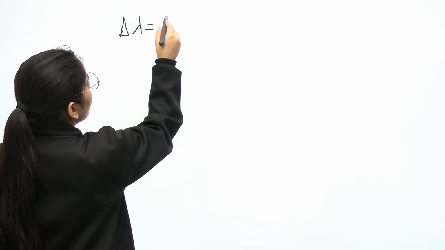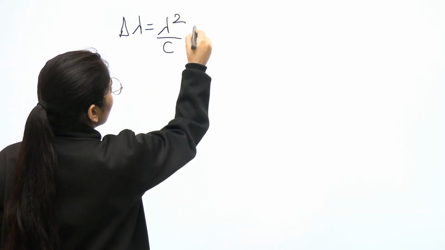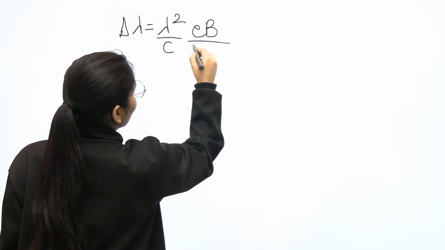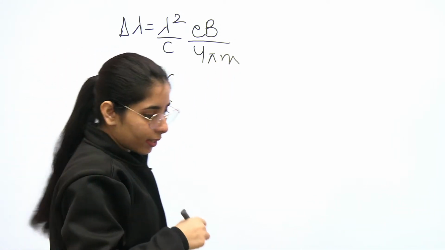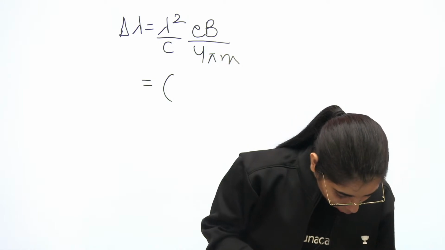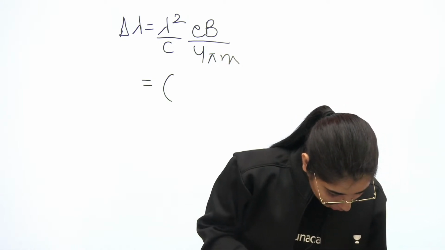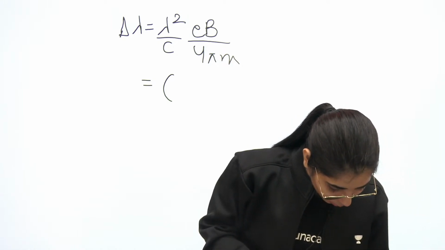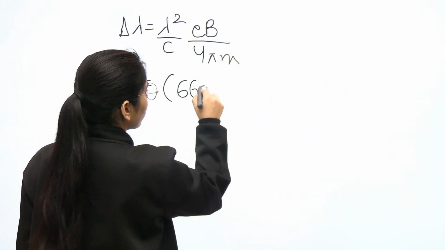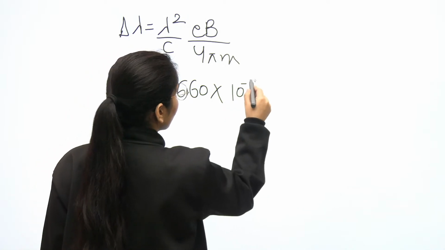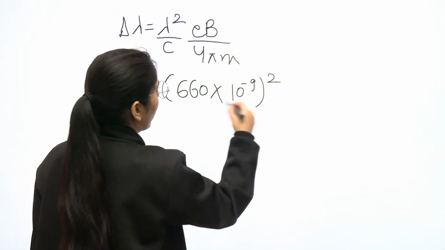So delta lambda is equal to lambda square upon c EB upon 4 pi m. Okay, this is for the previous question, guys. What is the lambda value given to you? That was 660 nanometer. Okay, that is 660 into 10 to the power minus 9, and lambda square is there, so square.